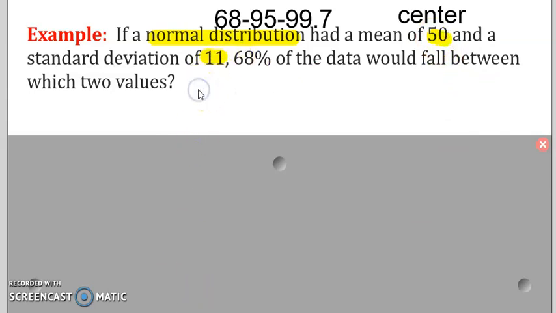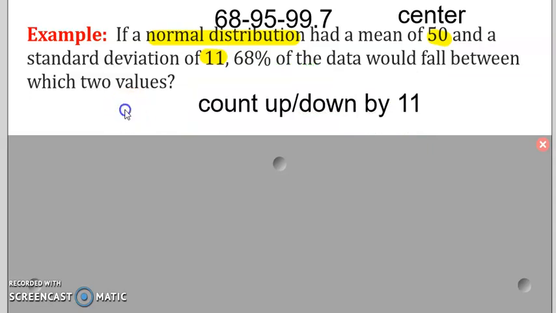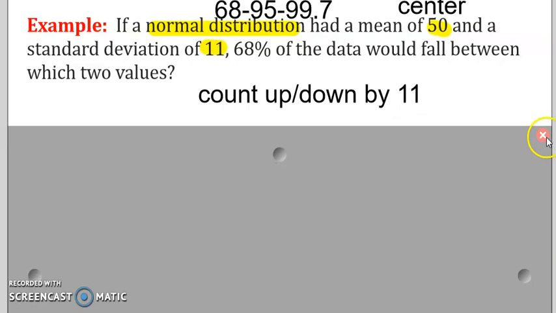So if the standard deviation is 11, that means we're going to count up or count down by increments of 11. All right, so if I'm going to sketch this out, I want to draw a bell curve. The middle number is going to be 50, and I count up by 11. So it'd go 50, then 61, then 72, then 83, and so on. Or I count down by 11. So 50 in the middle, count down by 11, so subtract 11: 39, 28, and so forth.